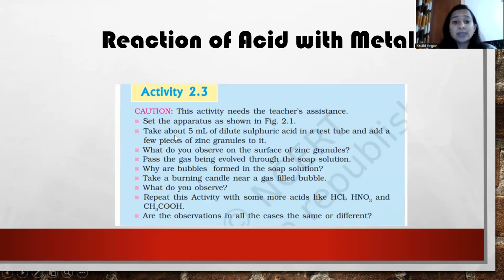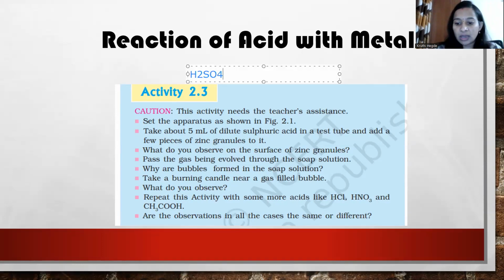To understand this, an activity is there. You should do this activity under teacher assistance. I'll show you the online lab setup. Okay. So now set the apparatus as shown in the figure. I'll show the figure. Take 5 ml of dilute sulfuric acid in a test tube and add a few pieces of zinc granules to it. Okay. So here they have asked to take sulfuric acid. What's the formula?